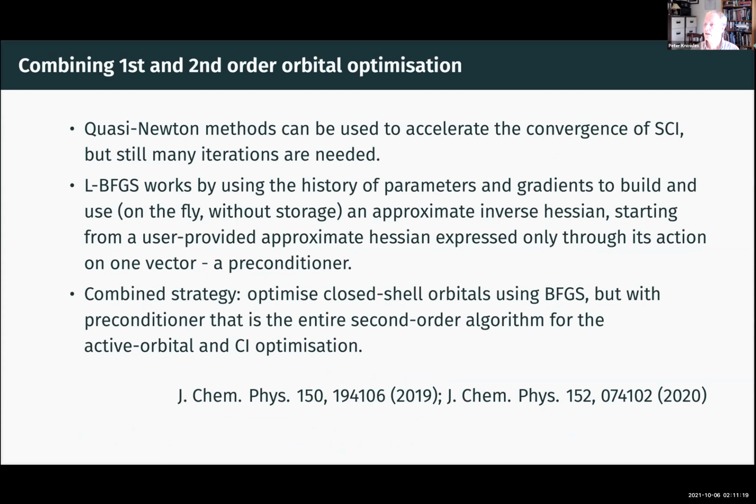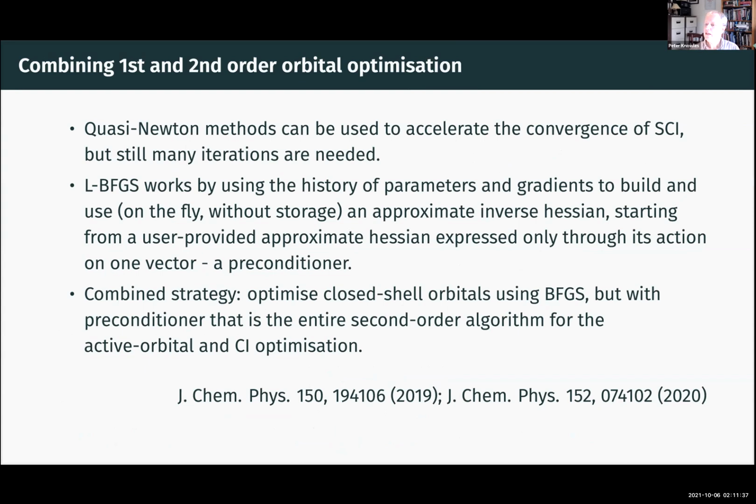Okay, the work we've done recently is to bring those two together. So to be able to do quite large molecules, but still get the benefit of the second order optimization. I'll show you in a moment an example where you need it.